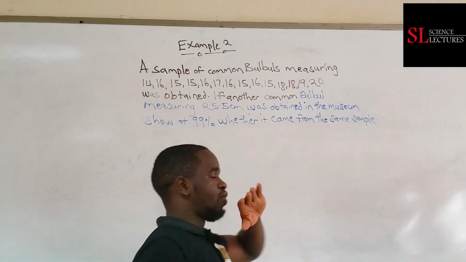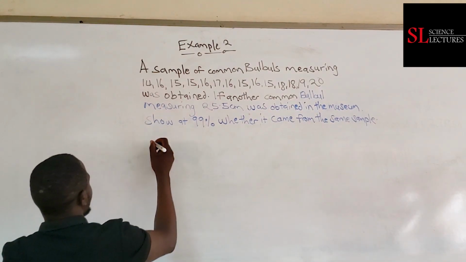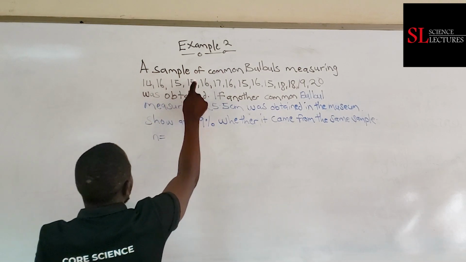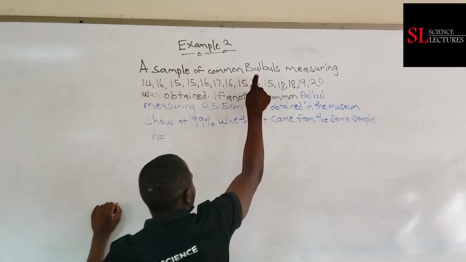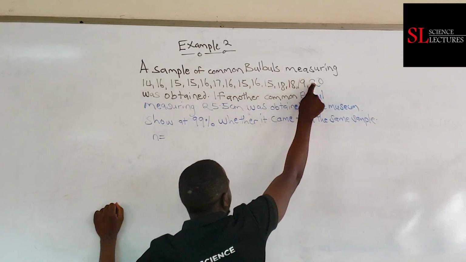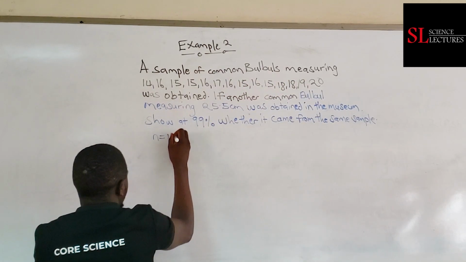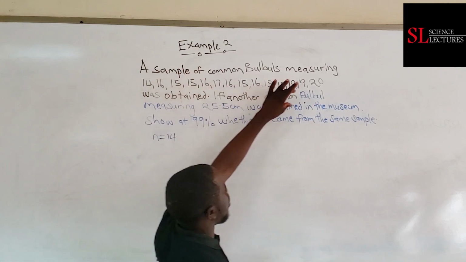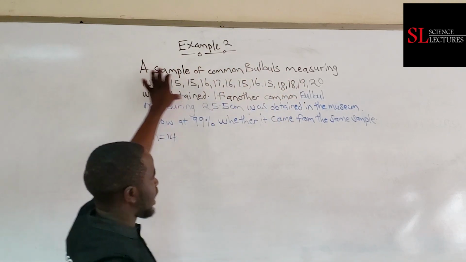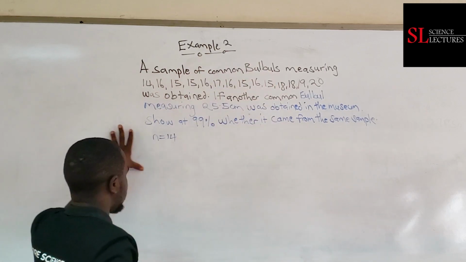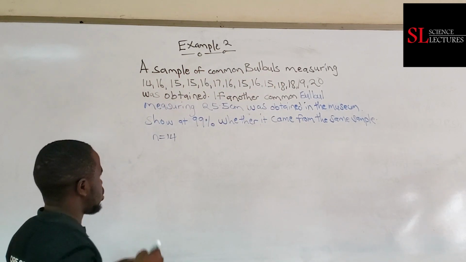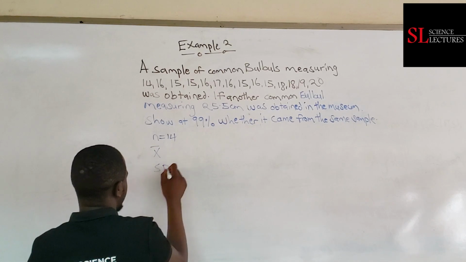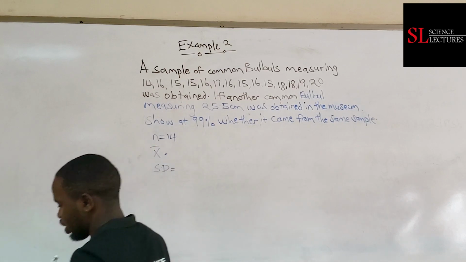We said one of the first things you consider is the value of n. So how do I get my n? I count 1, 2, 3, 4, 5, 6, 7, 8, 9, 10, 11, 12, 13, 14. So my n is 14. I'm trying to compare one bulbul to many other bulbuls. So what would you do in such a question? You first obtain the mean, then you obtain the standard deviation from your calculator.